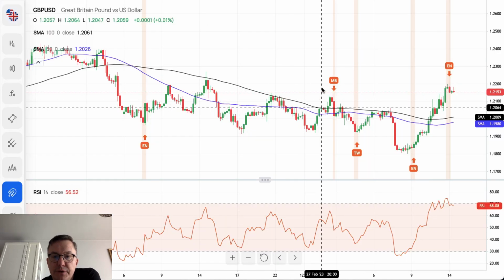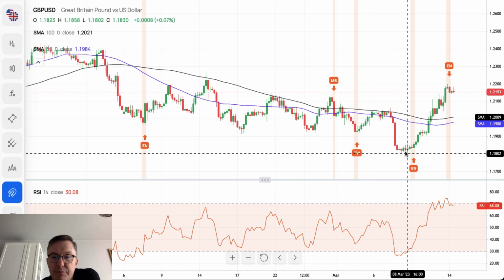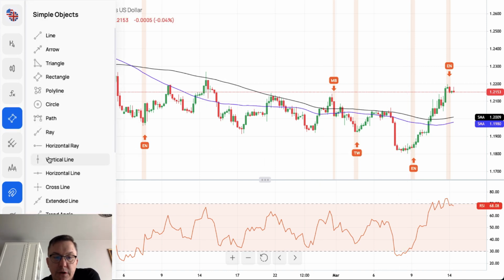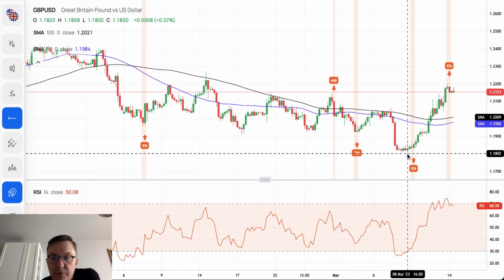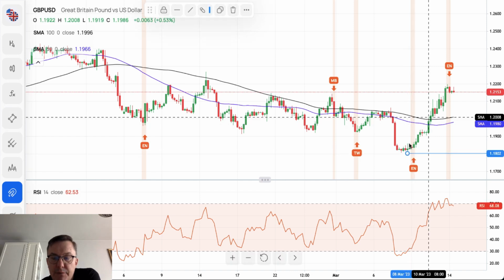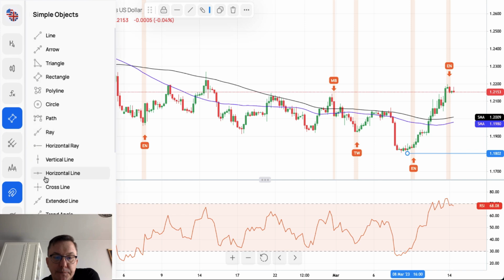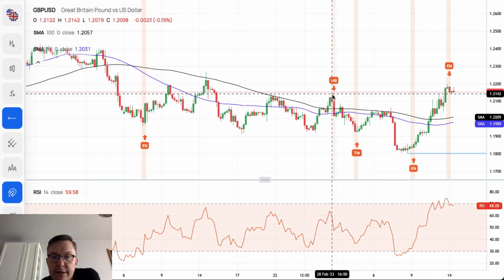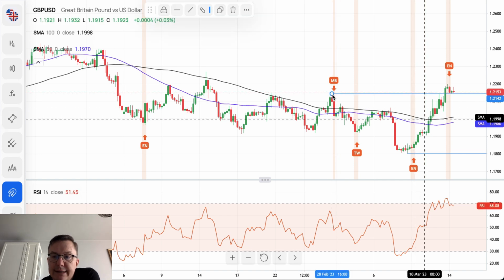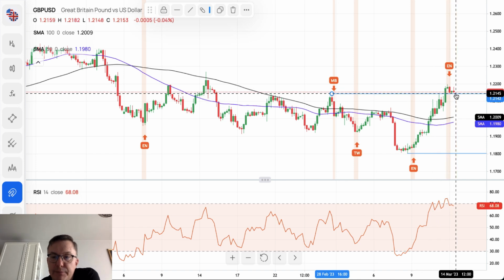Our chart of the British pound to American dollar is showing us very nice rebound from these lows located at the level of 1.1802. Then we have a breakout above the moving averages, 50 and 100 moving average, and then of course we break above the highs from the 28th of February 2023. This level of 1.2142 is now the intraday technical support as well. So please keep an eye on this level.